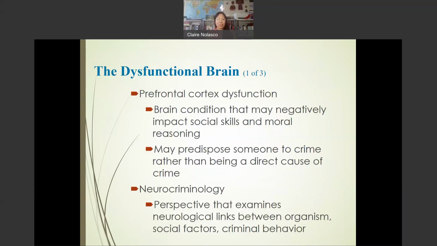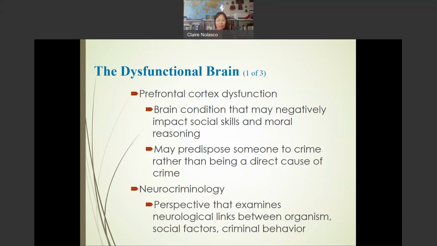Now let's look at the dysfunctional brain. Researchers associate prefrontal cortex dysfunction with criminality. So what does this mean? Sometimes there may be some deficiencies in the functioning of the prefrontal cortex, and this brain condition may negatively impact social skills and moral reasoning. In fact, prefrontal cortex dysfunction may predispose someone to crime rather than being a direct cause of crime.